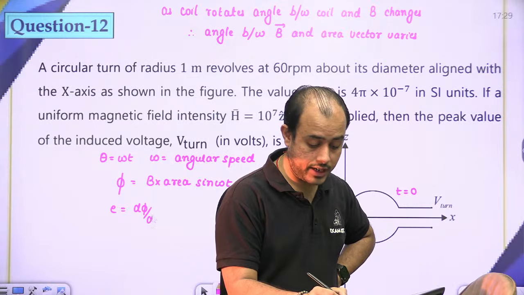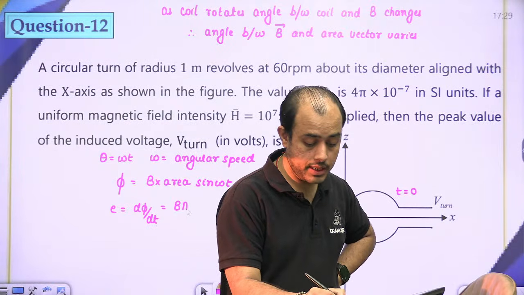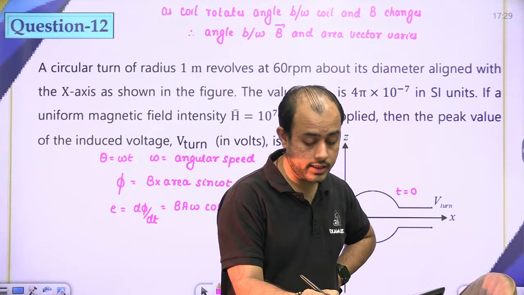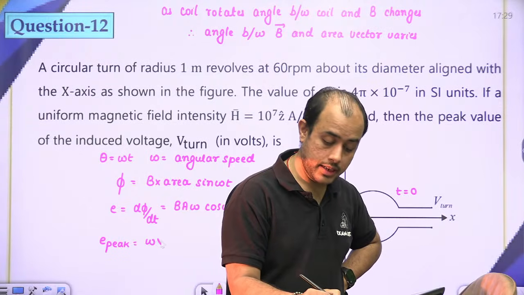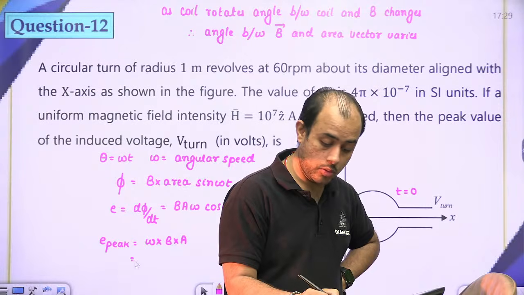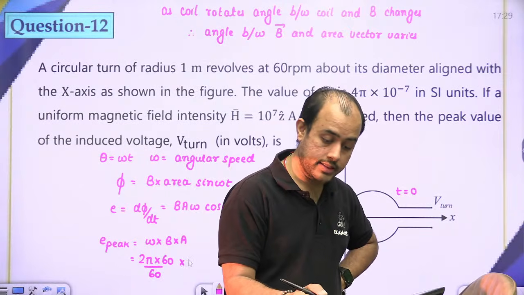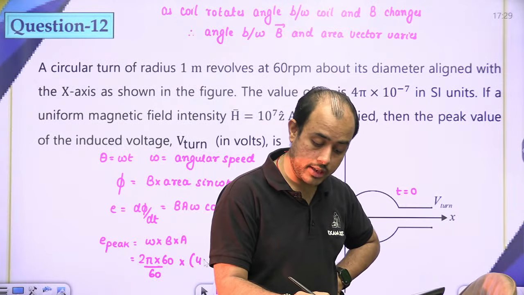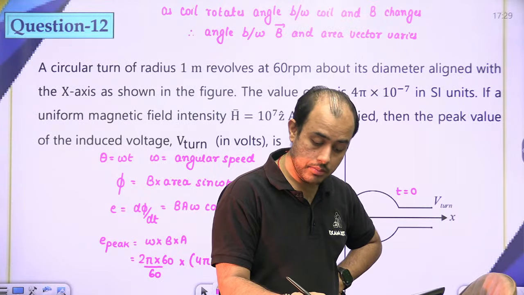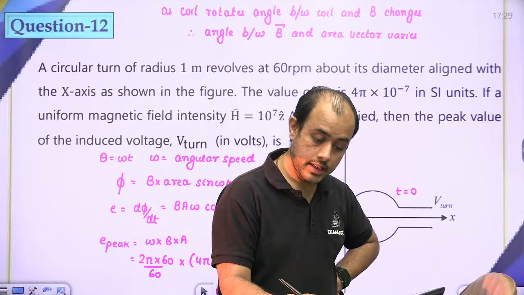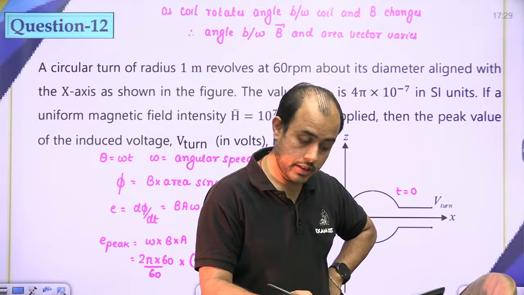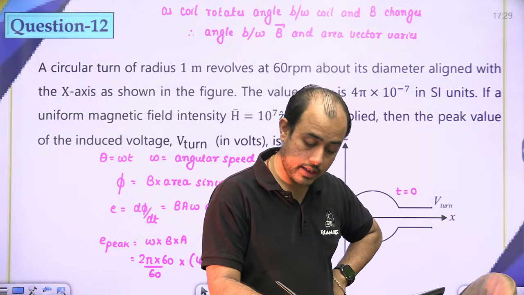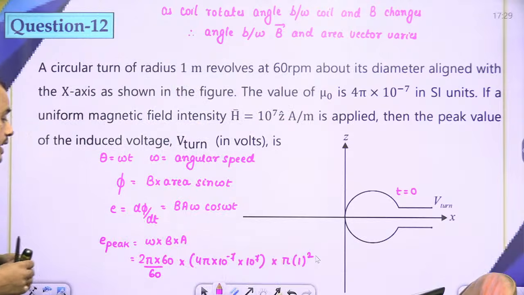Now EMF is d phi by dt, B A omega cos omega t. So peak value will be omega into B into A. Now omega is 2 pi, speed is given in RPM, so 2 pi N by 60. Now B is mu naught H. B is mu naught H. Area will be how much? Radius 1 meter. So pi r square. Area ho gaya pi r square.